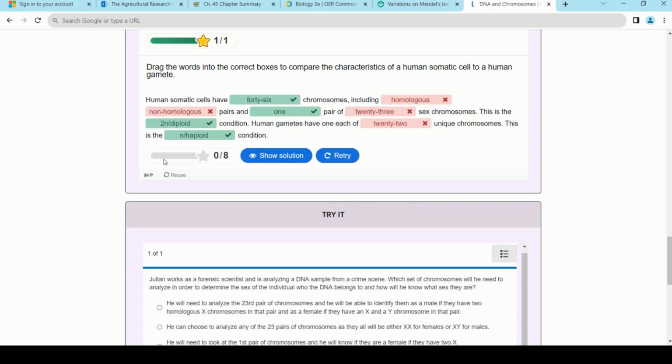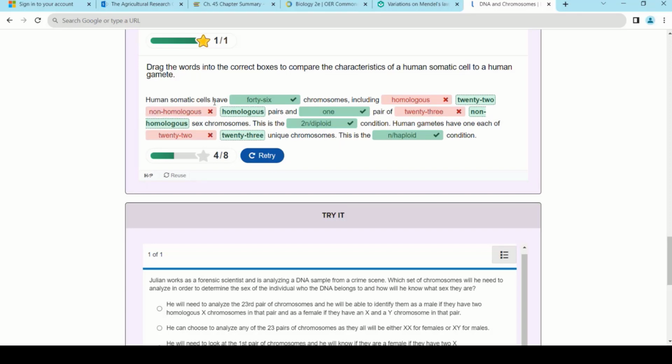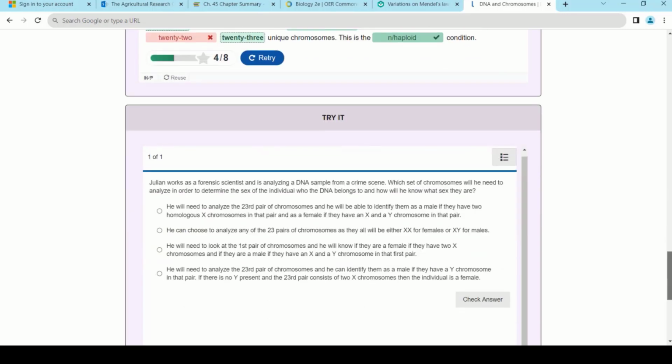There we go. Let's check if you guys got 8 out of 8. Let's show solutions. So somatic cells are 46 chromosomes, including 22 homologous pairs and 1 pair of non-homologous sex chromosomes. This is the diploid condition. Human gametes have each 23, not 22, unique chromosomes. This is the haploid condition. So this is the kind of questioning that you should expect.